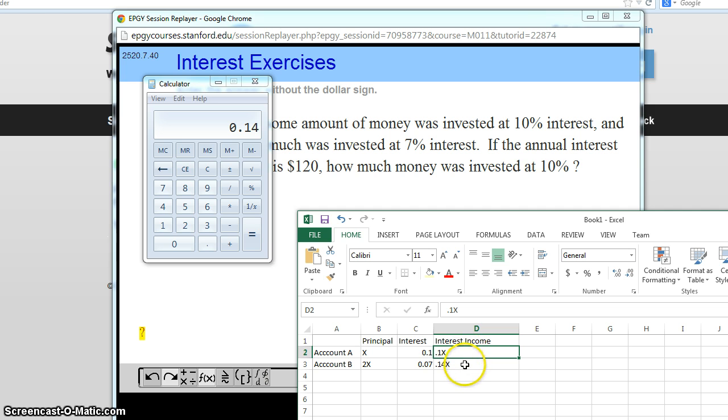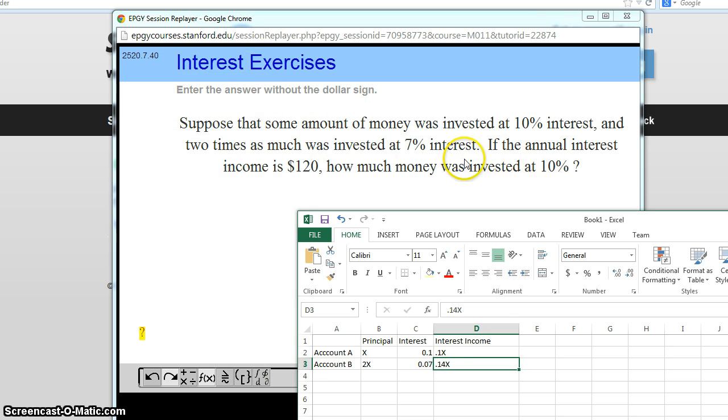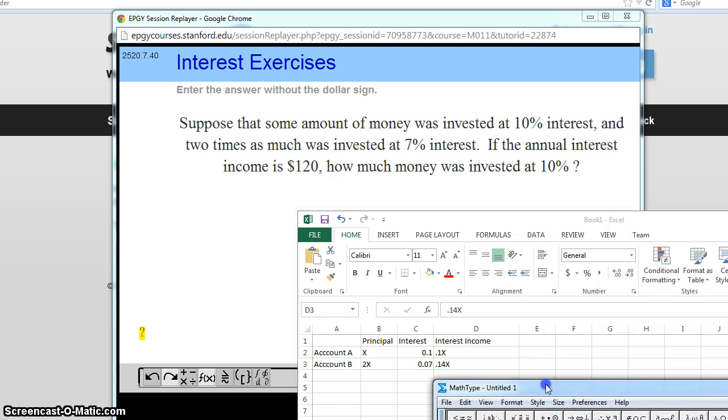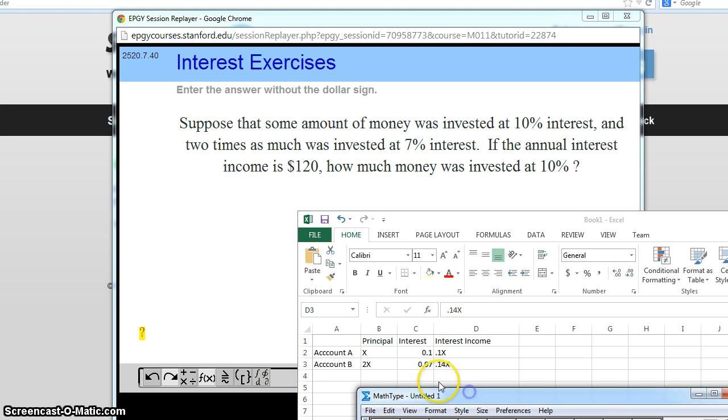So now what's our total interest income? Well, the word problem says the annual interest income is $120. Perfect. So we know that the interest from account A and account B, the sum of those should be $120, because this is all the interest we're earning, and our total interest income is $120.